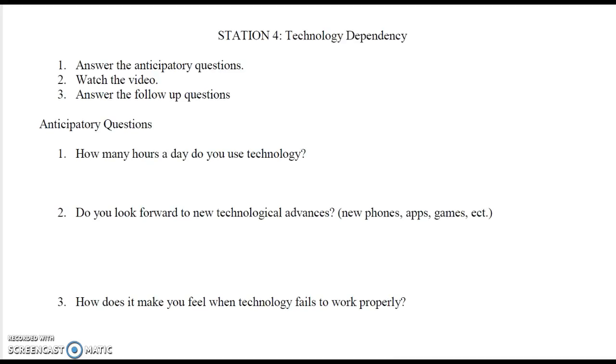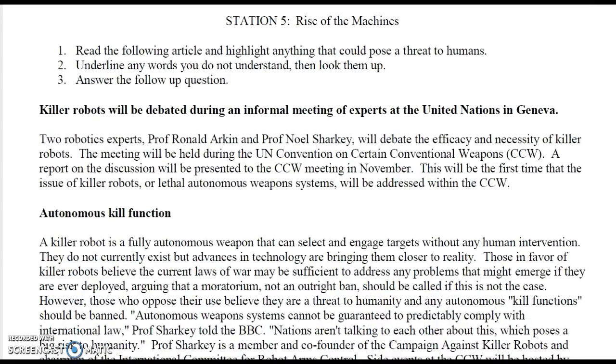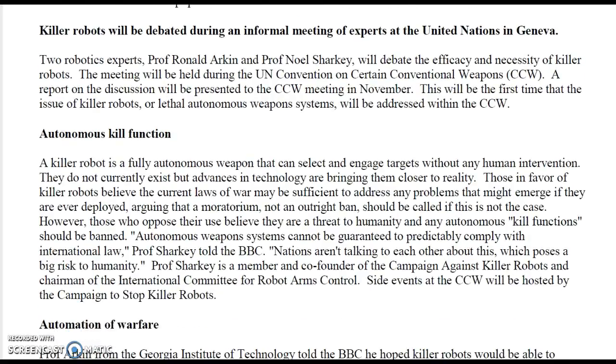Station 4 is on technology dependency. There's a short video, and before they watch the video, there are some anticipatory questions. And Station 5 is titled The Rise of Machines, and this is the potential threat of machines actually becoming more intelligent than humans and possibly taking over from humans as the top species on the planet.